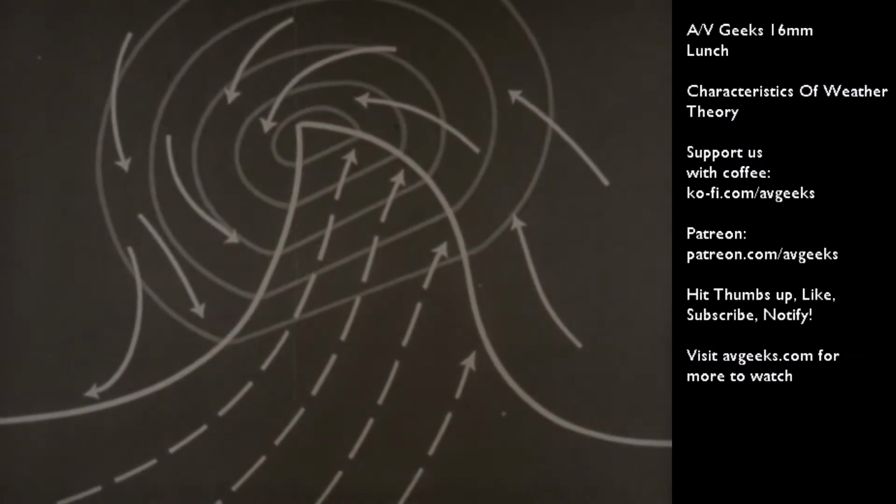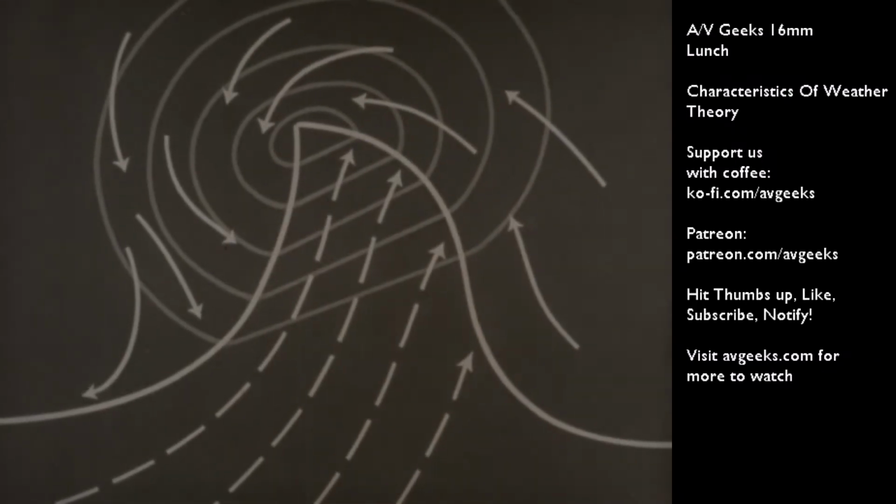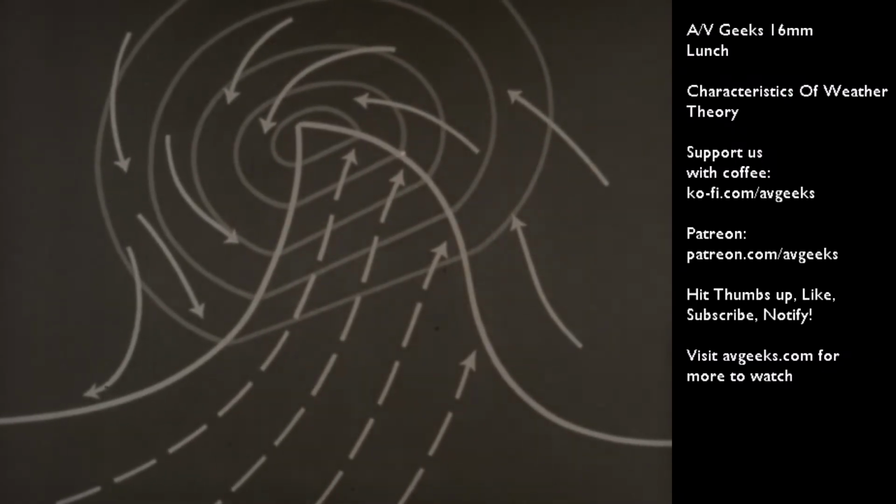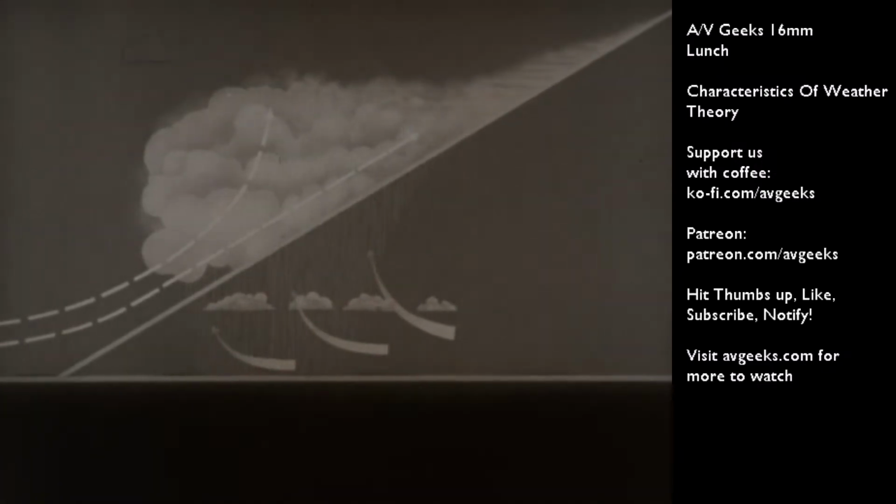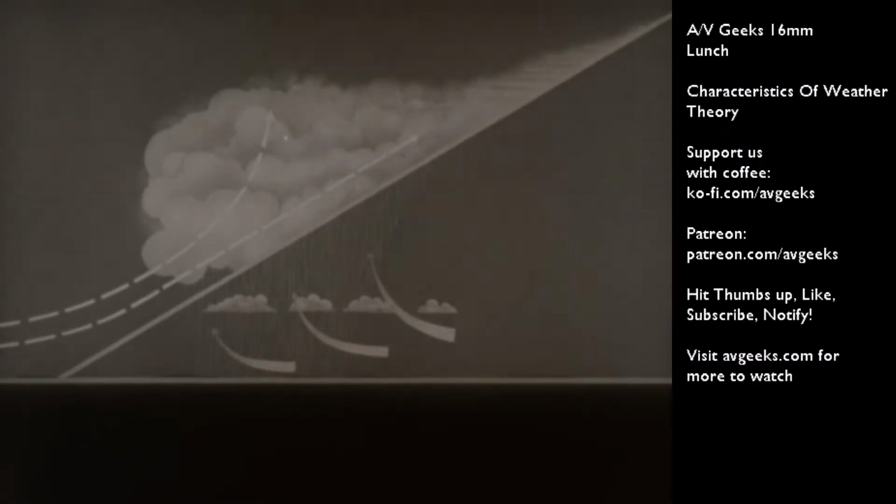In the case of a well-developed wave such as this, the lifting and expansion are sufficient to develop clouds and precipitation. Clouds may be cumulus with heavy rains, as here, or stratus, that is sheet form, with steady light rain.